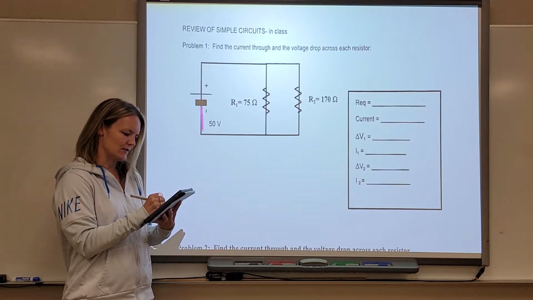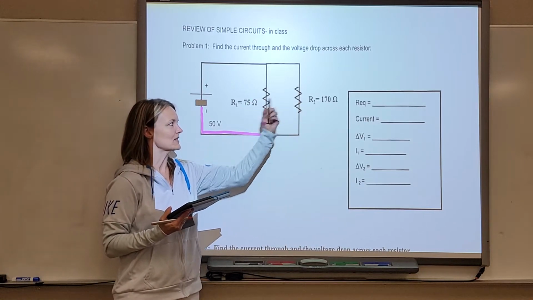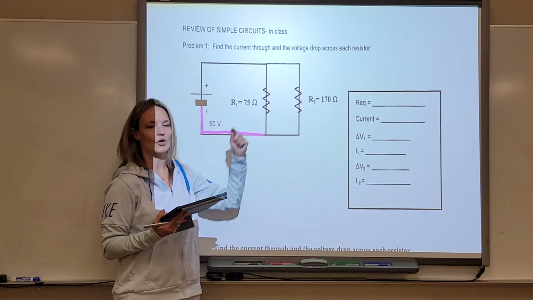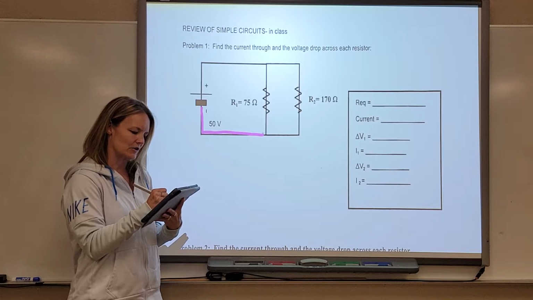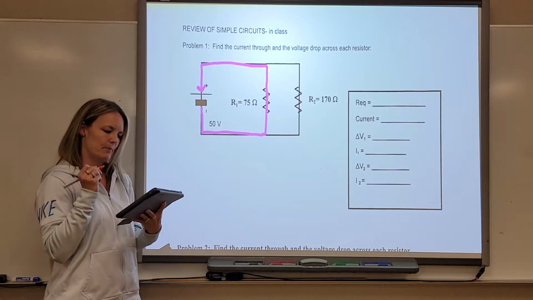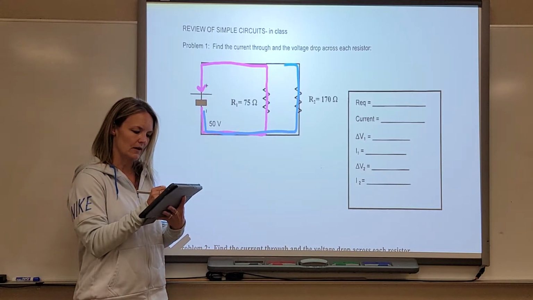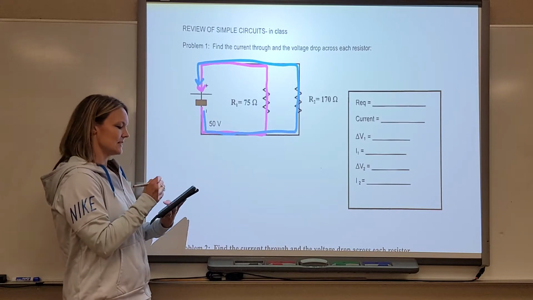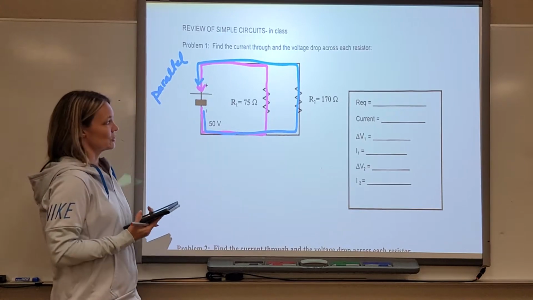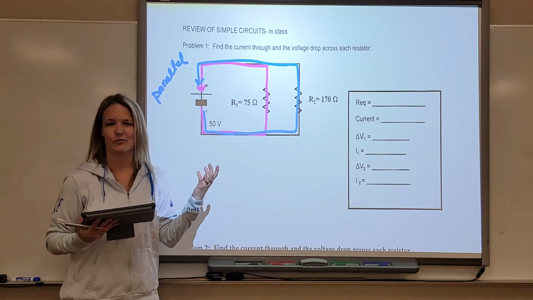The electrons will follow this path, and when they get to right here, they have two options. Some of the electrons are going to go up this direction, and some of them are going to follow the other direction. So some of the electrons are going to follow the pink path, while the other electrons are going to follow the blue path. This is a parallel circuit because there are multiple paths, pink and blue. Look at colors if it helps you.